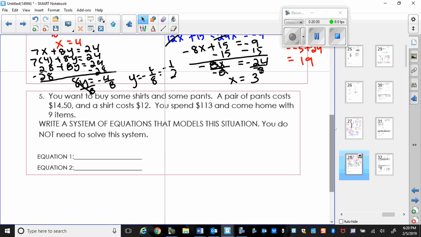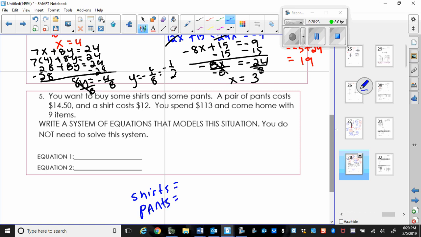All right. So now for number 5, you're only asked to write the system of equations. So if you look at the lines, it tells you what to write. So the first step when you're doing this is to underline, kind of outline what you're looking at. So it says you want to buy some shirts and some pants. So we know we want to buy some shirts. We want to buy some pants. So I'm talking about shirts and pants. Let's give them shirts and pants.